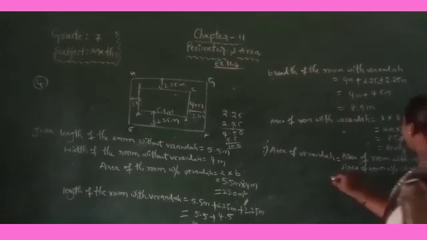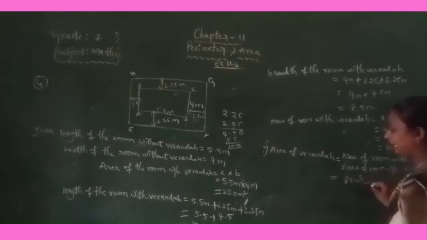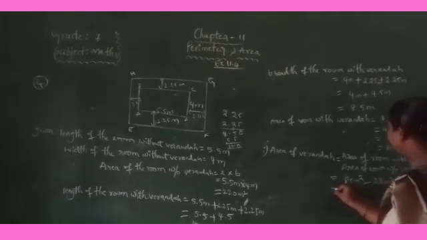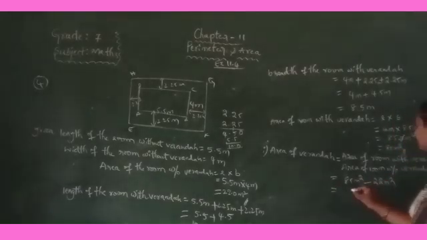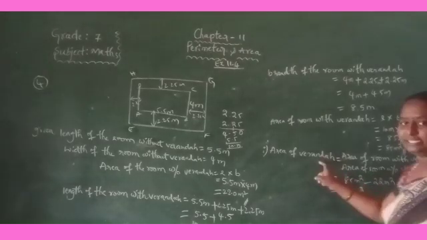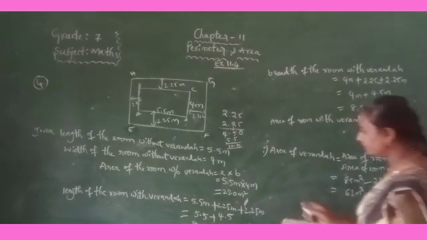Okay, now the area of the room with veranda is 85 meters square, minus 22 meters square. Subtract 85 minus 22. Very good. 63 meters square. That is the area of the veranda. Actually 63 meters square. Now, come to the second one.